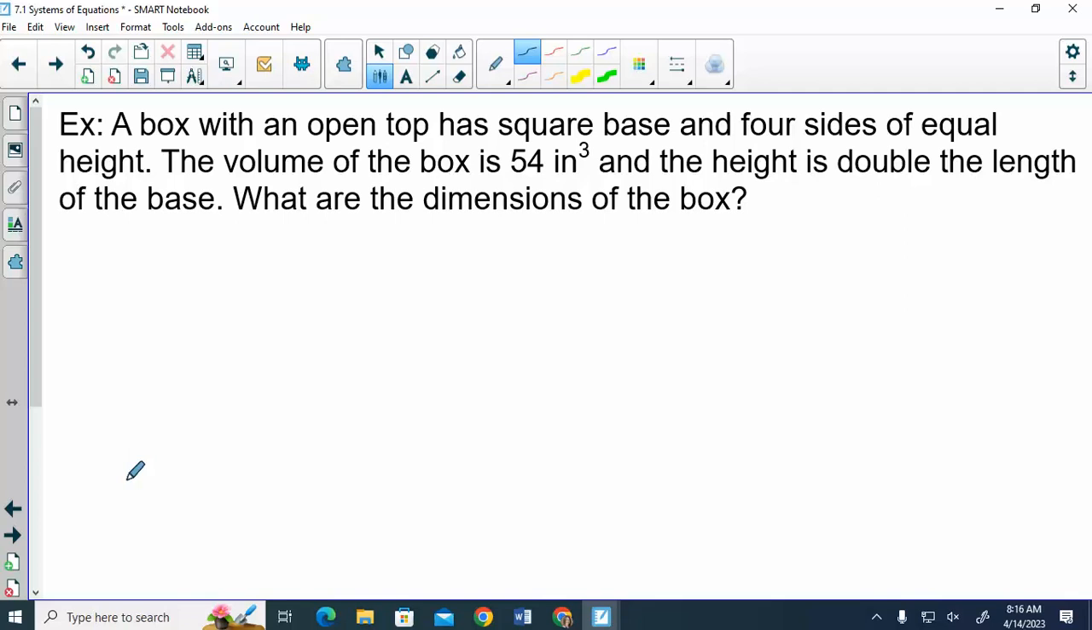A box with an open top. Alright, so I'm just going to go ahead and draw myself a picture. I'm talking about a box. Okay, open top just means there's no lid on my box.